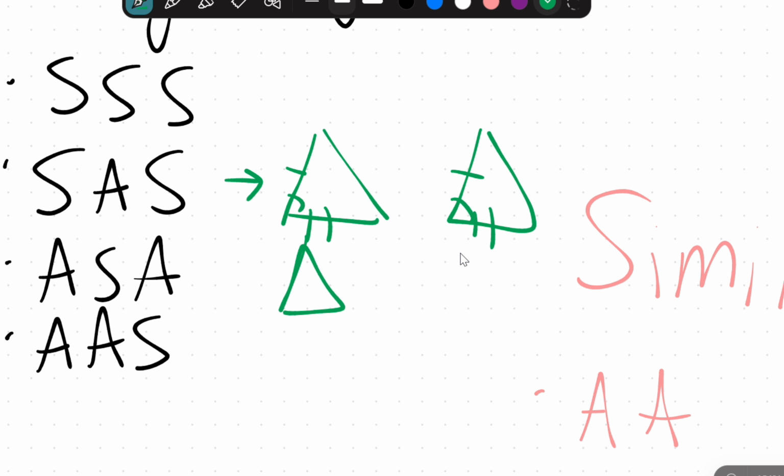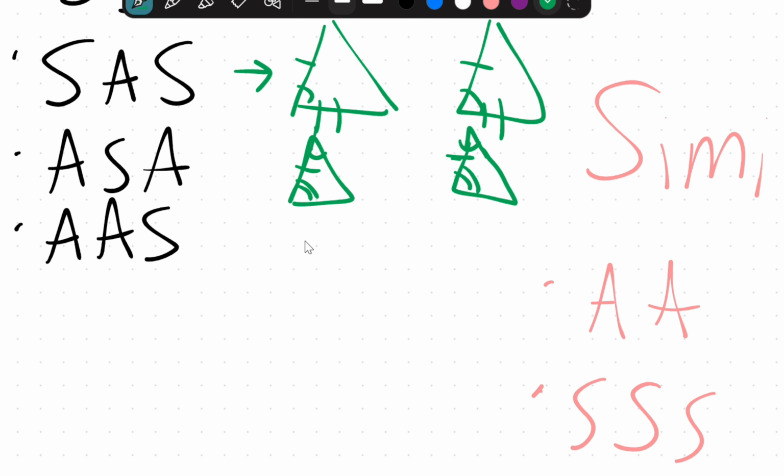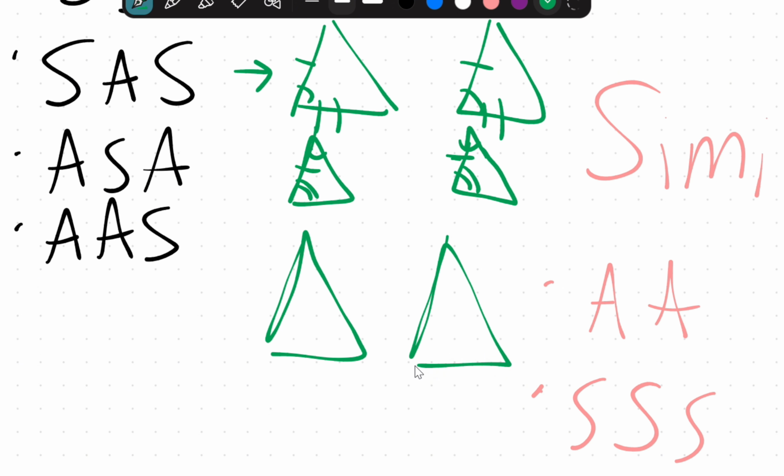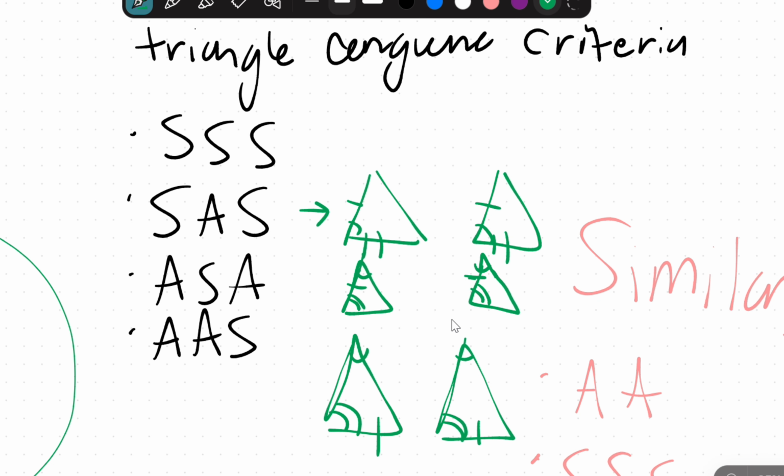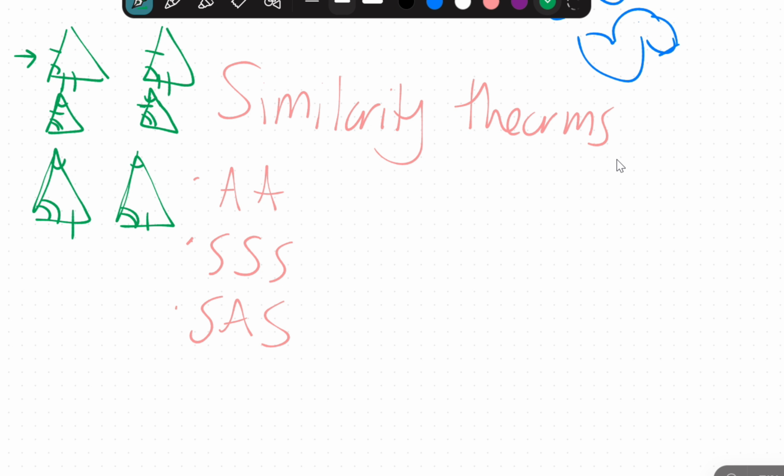Now, if we have angle, side, angle, all we need is to say this angle is congruent to this angle, and these 2 sides are congruent. And bam, you just proved the congruency of those 2 triangles. Now, angle, angle, side. I hope you're picking up the pattern. This is just angle, angle, and then side, right? This is all you need to prove that these 2 triangles are congruent.